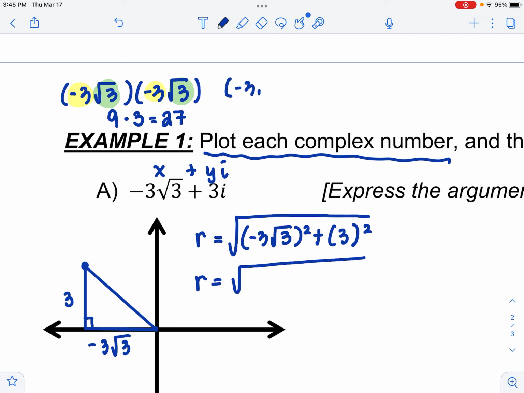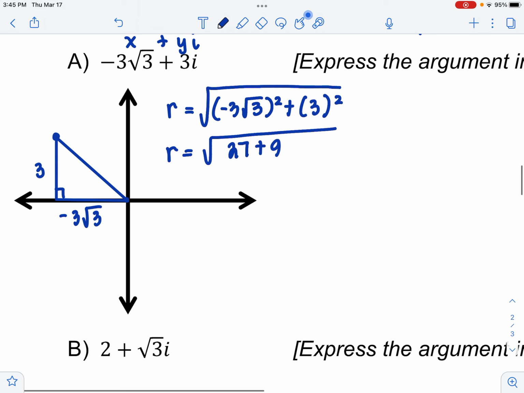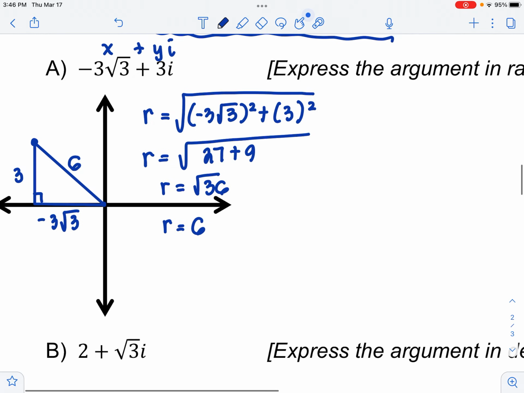Another way of doing that, negative 3 root 3 squared, is to think of you're squaring this number, so you're multiplying it by itself. Multiply the negative 3 by itself, you get 9. Multiply the root 3 by itself, you get 3. 9 times 3 is 27. All right, so that's 27 plus, and then 3 squared is 9. 27 plus 9 is 36, so I have root 36. And then the square root of 36 is 6. Notice I'm not doing plus or minus because the square root was already there, right? It's the positive length. So 6 right here. All right, so we have r.